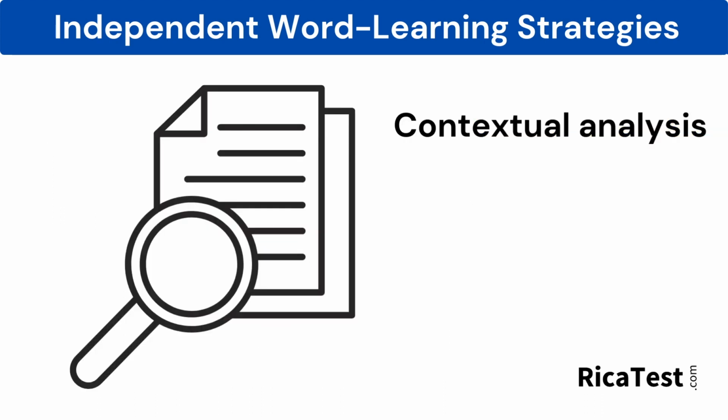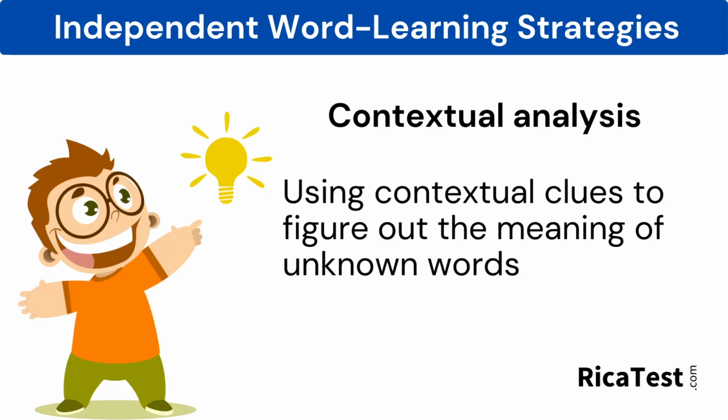If on your RICA test you're presented with a question for how to teach students to independently understand the meaning of words, you can certainly use morphemic analysis. However, it's important to know the second strategy, which is called contextual analysis. Let's go over that. Contextual analysis is when the child uses contextual clues to figure out the meanings of unknown words.